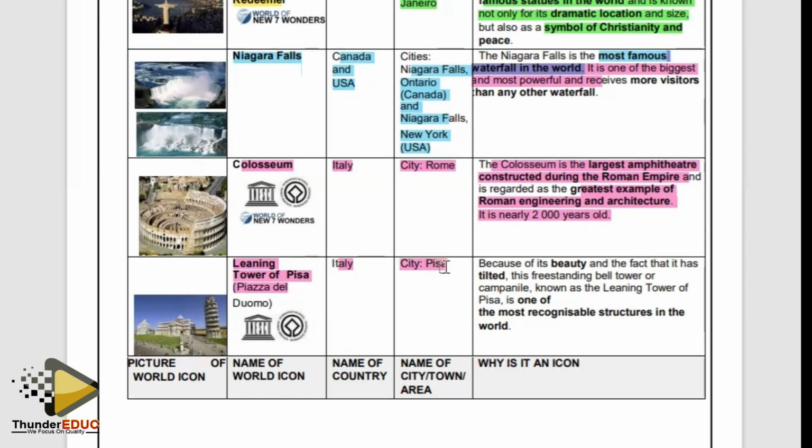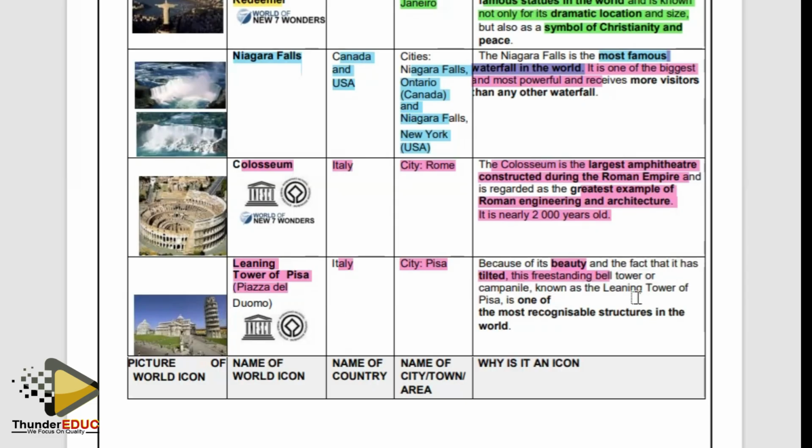Located in the city of Pisa. Why is it an icon? It's because of its beauty. So the number one is beauty, and the fact that it is tilted. The icon is tilted around 4.5 degrees. It is a leaning tower, and that appears to be unusual.